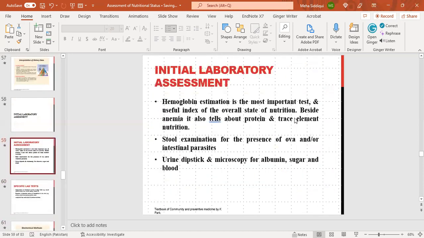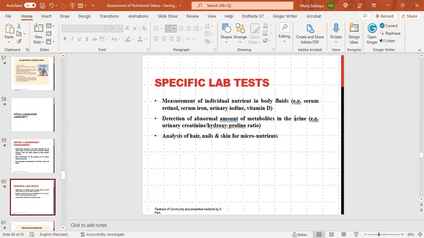Initial laboratory assessment. Hemoglobin estimation is the most important test and a useful index of the overall state of nutrition. Besides anemia, it also tells about protein and trace element nutrition. Stool examination for the presence of over-intestinal parasites, and urine dipstick and microscopy for albumin, sugar, and blood.